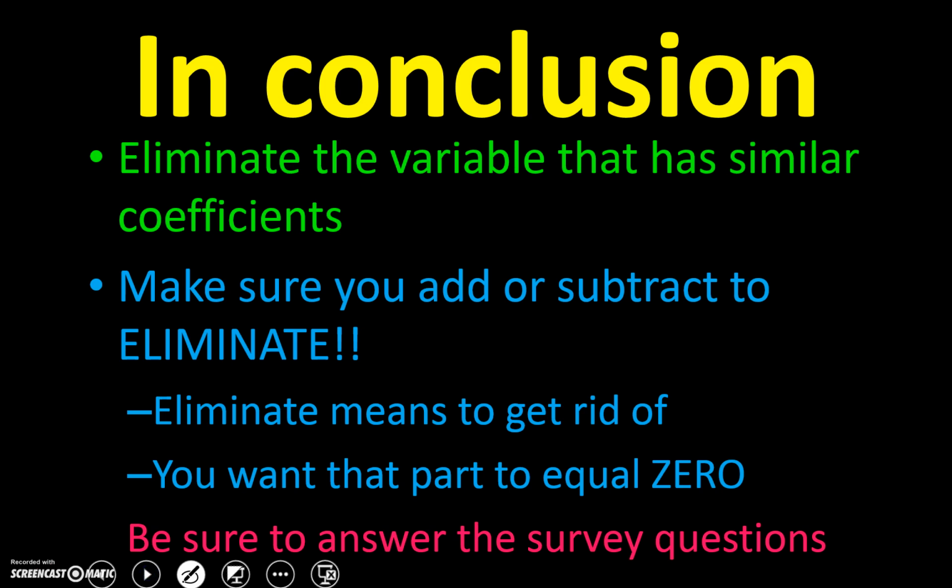In conclusion, you eliminate the variable that has similar coefficients. Doesn't matter if one's positive, one negative, just that has the same number. Make sure you're adding or subtracting to eliminate. And again, eliminate means to get rid of. You want to make that part actually equal 0.